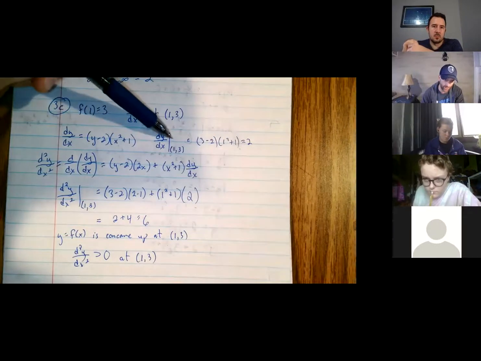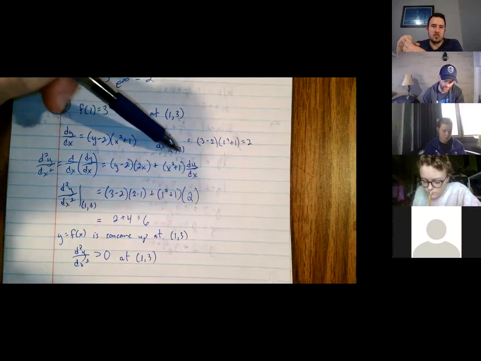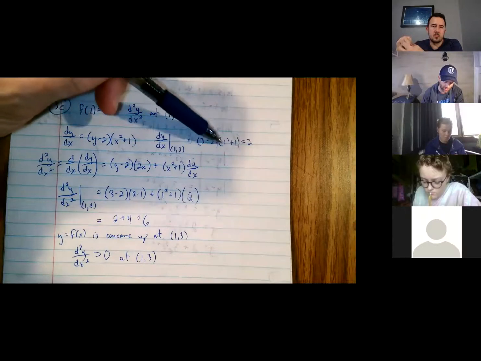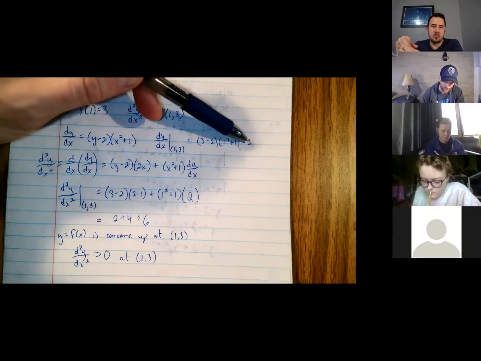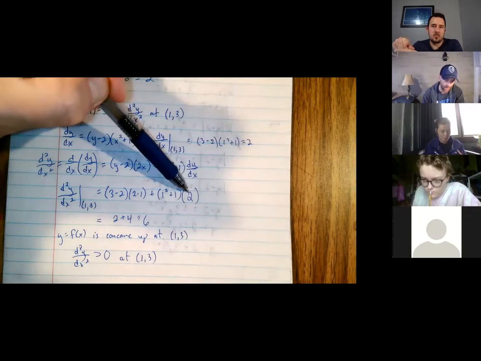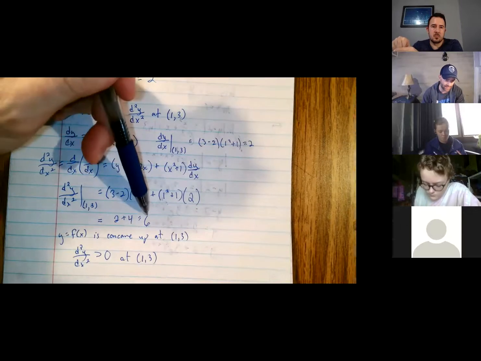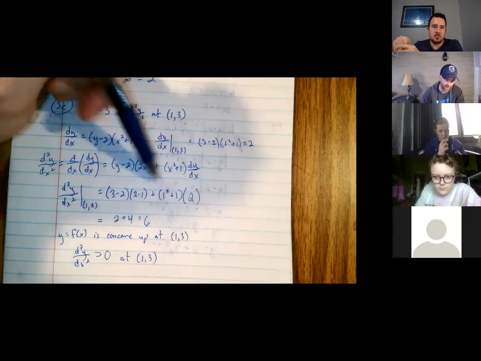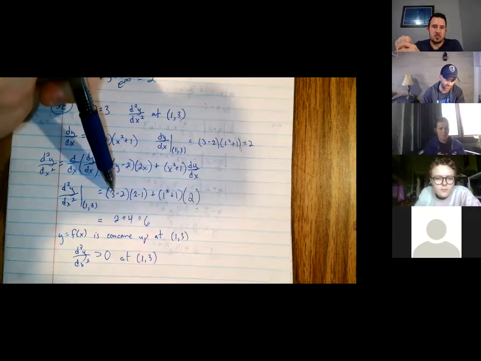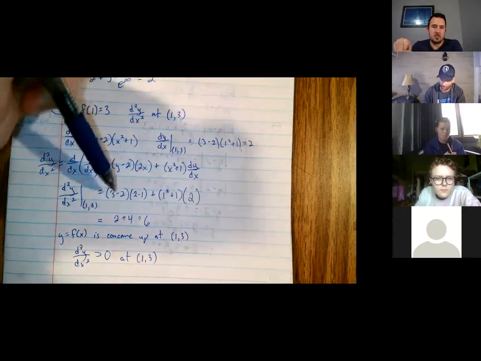So then over here, I figured out the value of dy dx at 1, 3, which is 3 minus 2 times 1 squared plus 1, which is 2. So then I put 2 in for dy dx. And then I simplify, and I got 6. Now, technically, I don't need to simplify. I just need to realize that that thing is positive to answer the next part of the question.